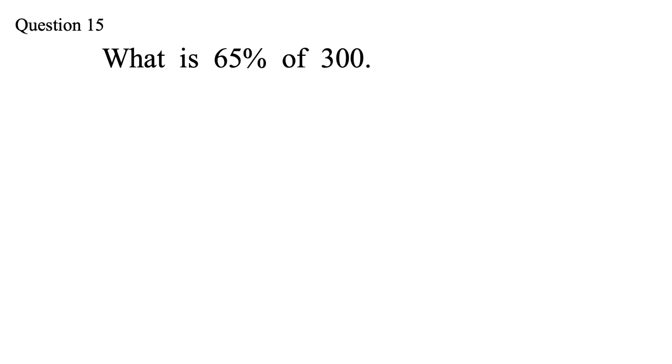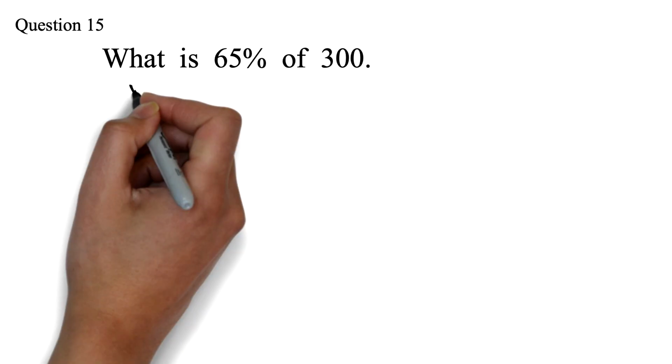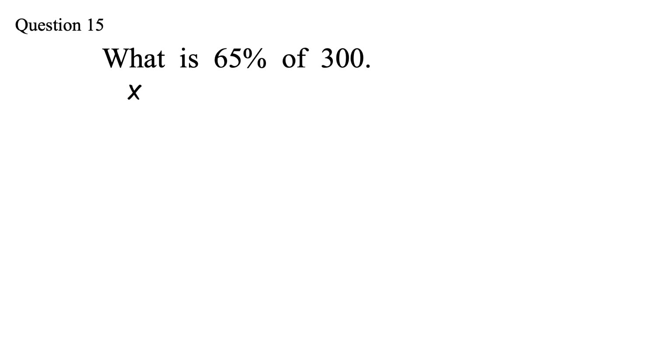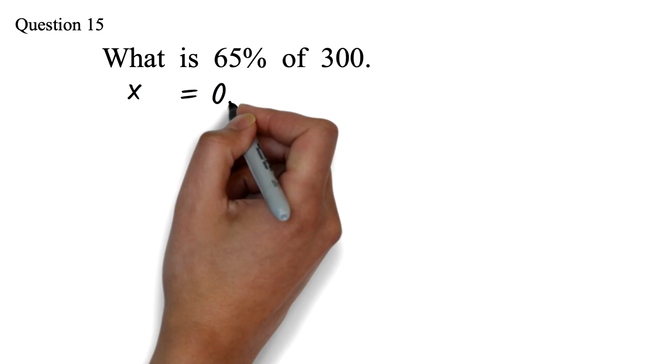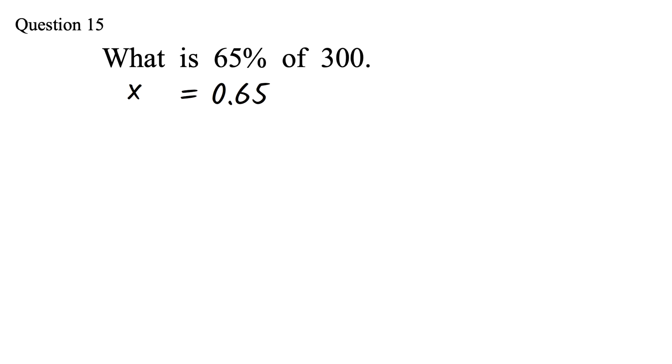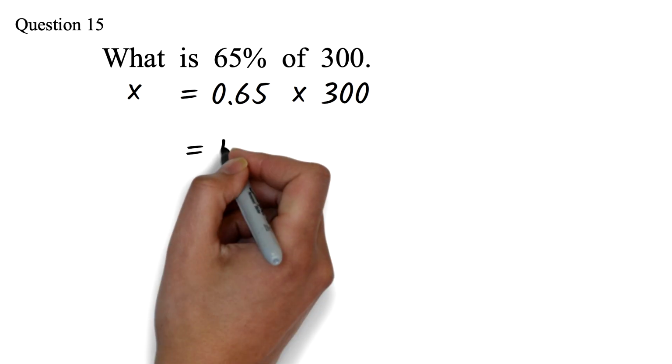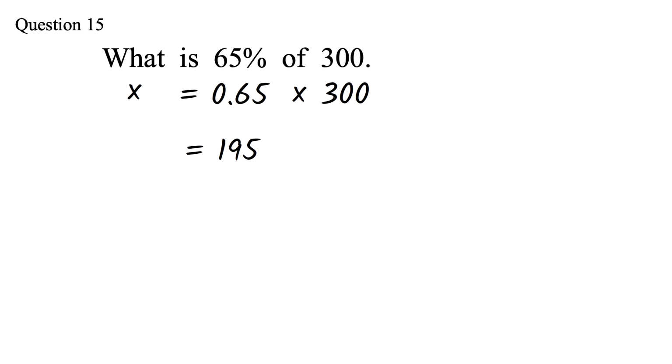"What" is what we are looking for, so we can represent it by x. "Is" in math means equal to. 65% is 65 over 100, which is simply 0.65 in decimal form. "Of" in math is multiplication. Then we have our 300. So basically this question is 0.65 times 300. Compute this on the calculator to get 195 as our answer.